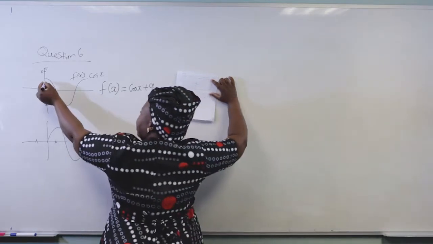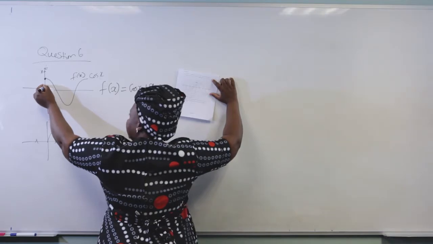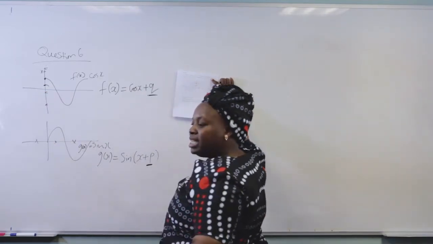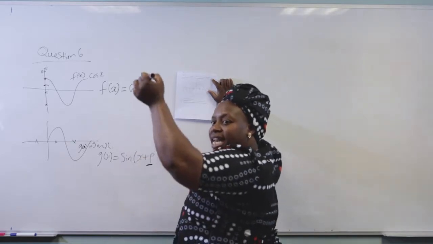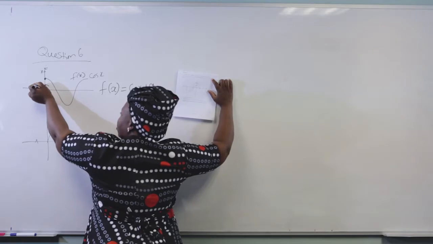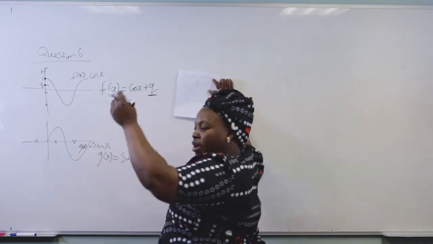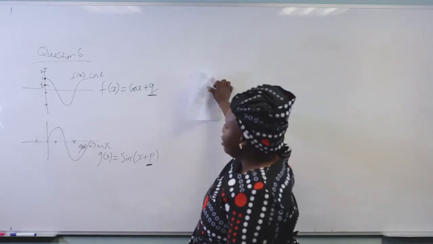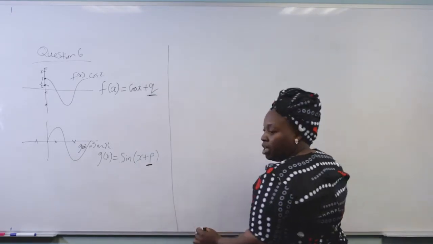So this is my 1. Instead of being here, it is now here. Now my graph is starting there. What this simply means is that my graph has shifted half a unit downwards, because this was 1 and now this is half. Moving from 1 to half, you have moved a negative half. So what is the value of q now? Our value of q is going to be negative 1 over 2.